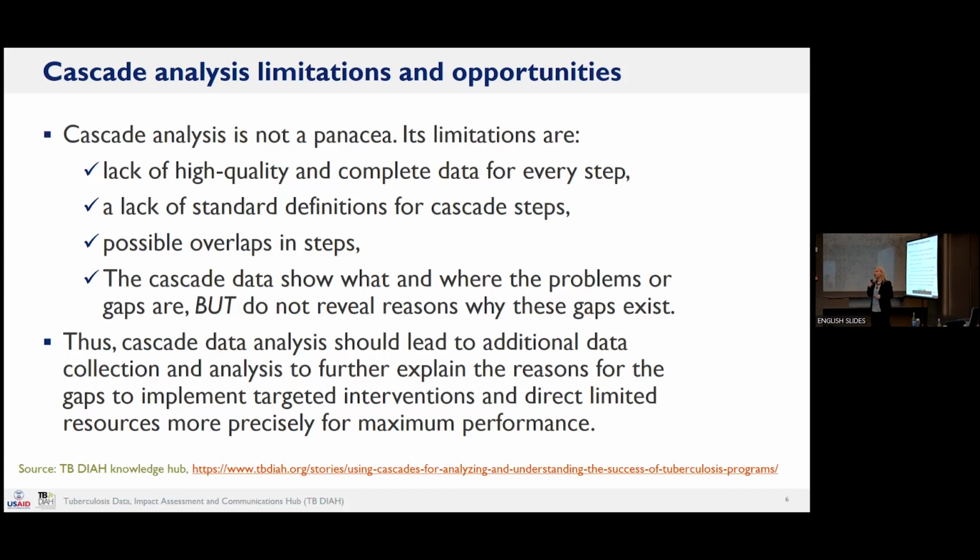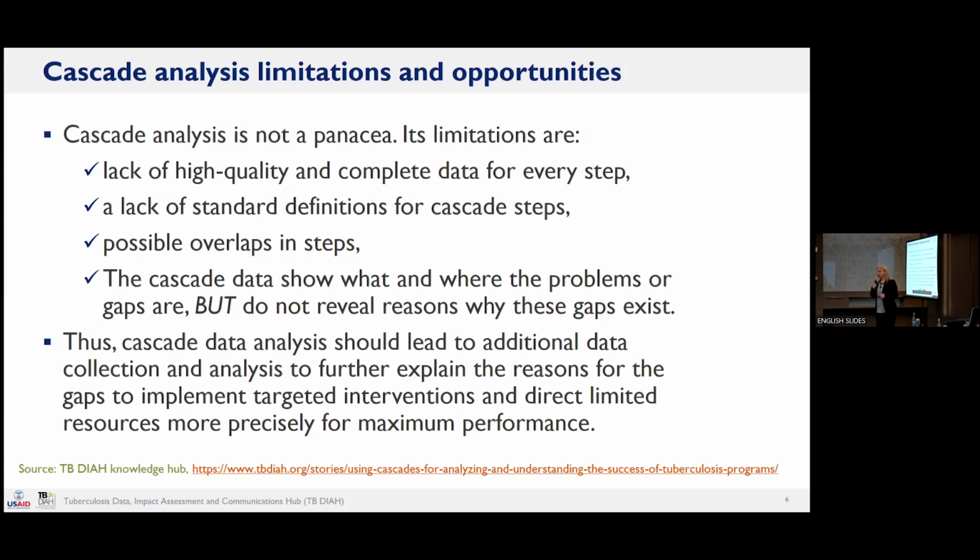Possible overlaps in steps. What does it mean? It means that we now have steps and stages and cascades, and therefore some stages would be overlaps, they're duplicated. It means that they are not unique. It also shows what and where the problems or gaps are, but they do not reveal the reasons why these gaps exist. So they don't give us information about the reasons and causes of such gaps.